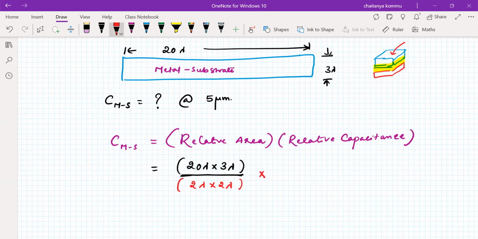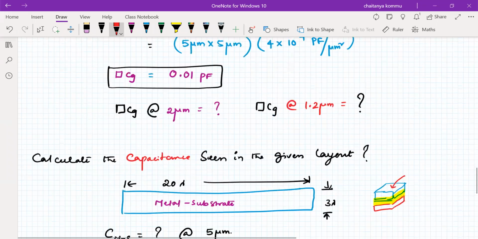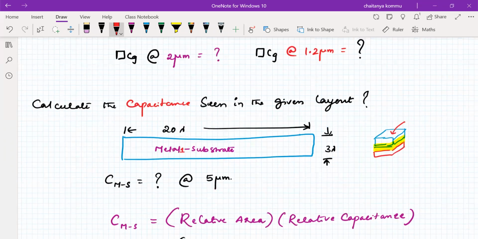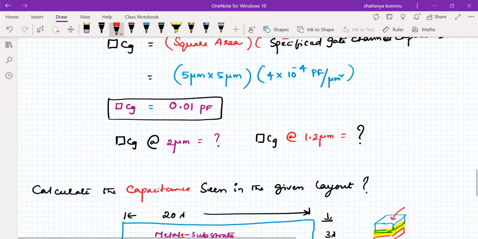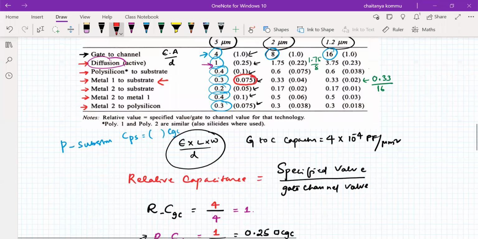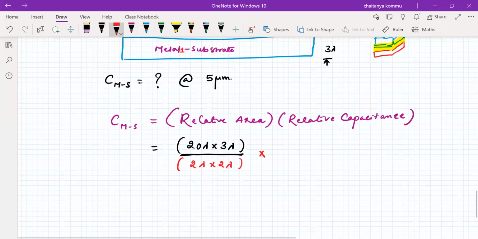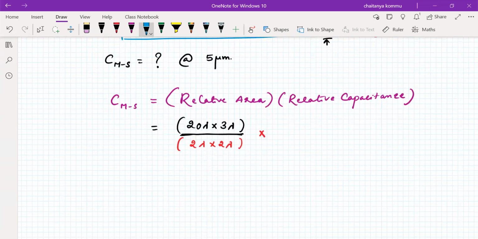Now, what is the relative capacitance here? As we know from the table, we normally consider metal one. For metal one to substrate at 5 micron technology, the relative capacitance is 0.075 square CG, right? So we can substitute that. What is the value?